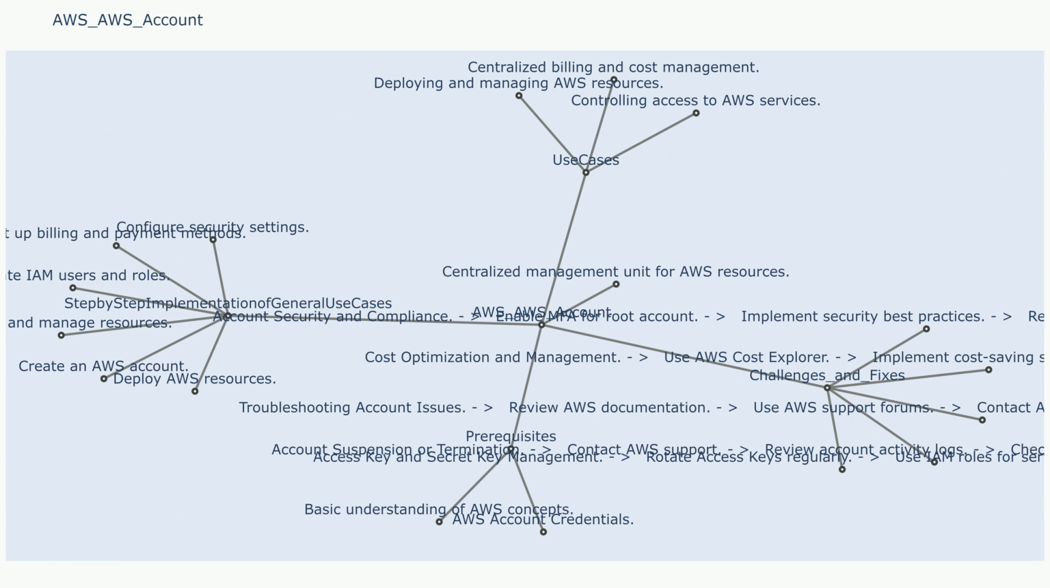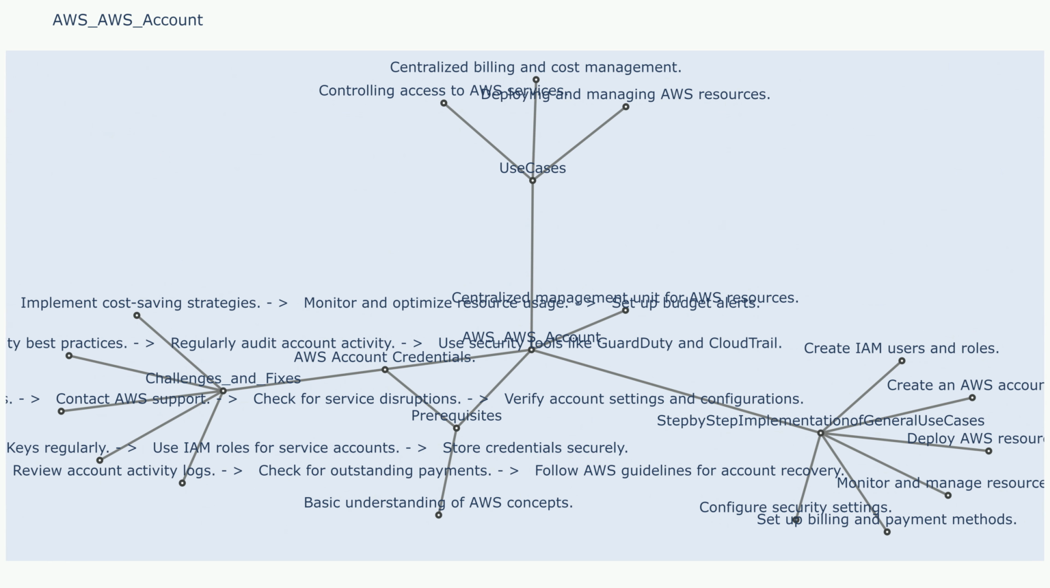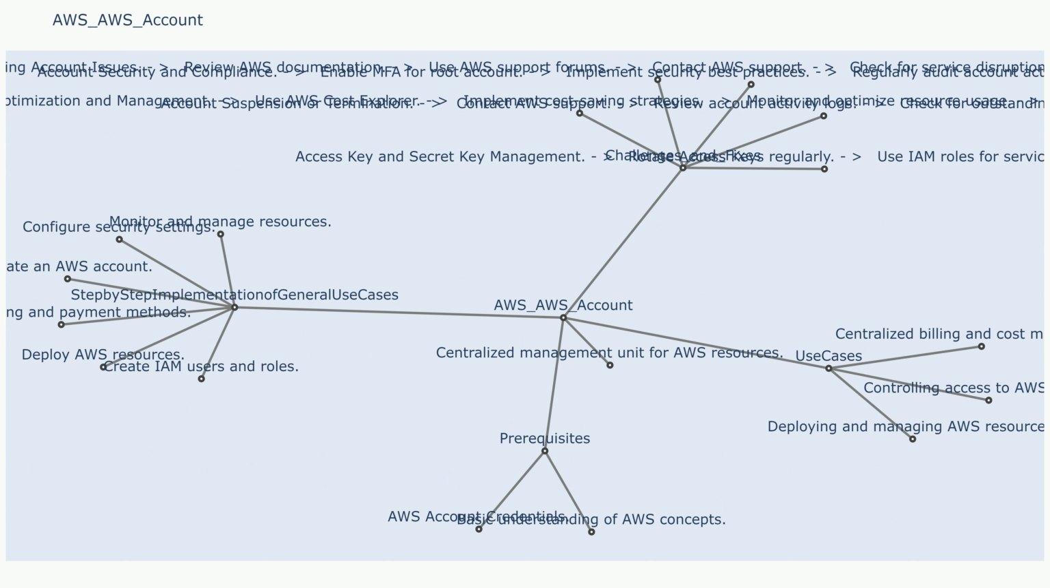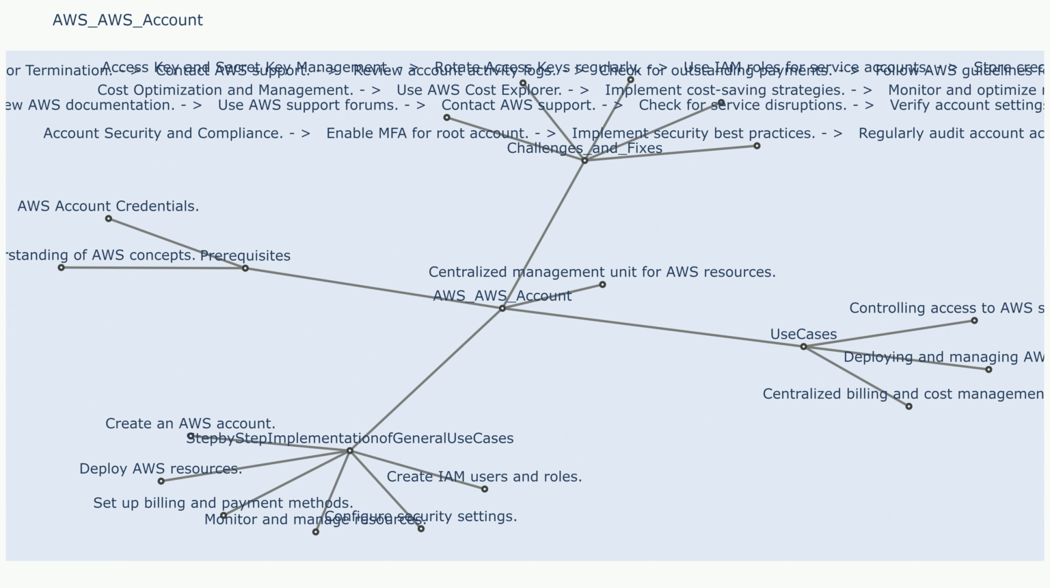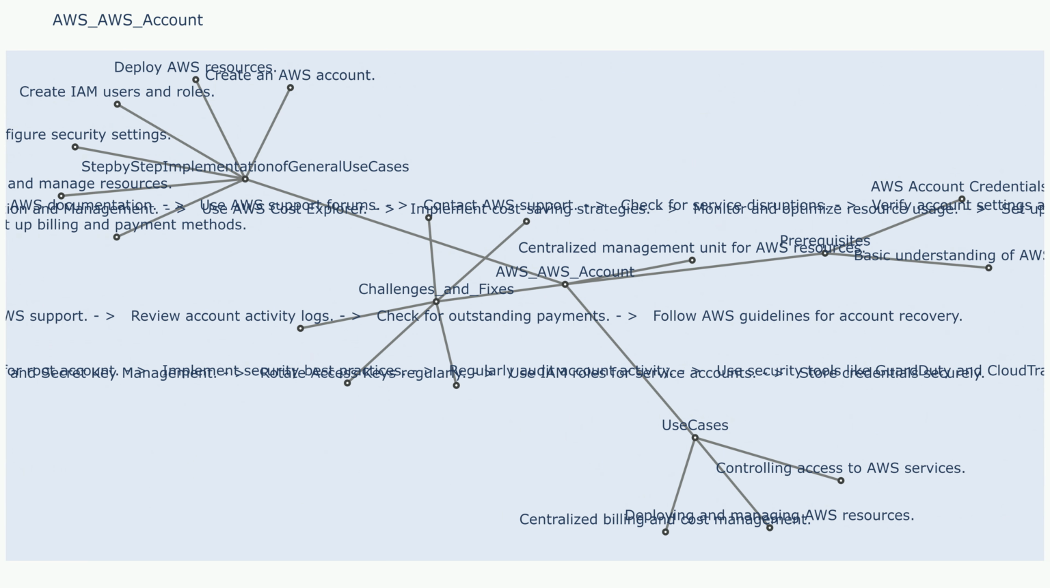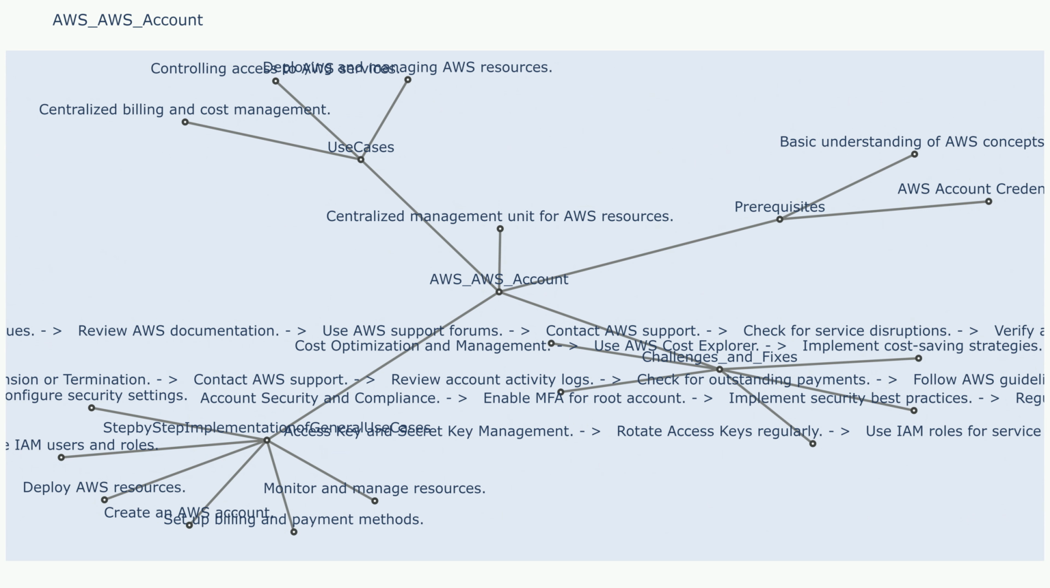Use cases: deploying and managing AWS resources. Create, manage, and configure various AWS services like EC2 instances, S3 buckets, Lambda functions, and more within the context of your AWS account. Centralized billing and cost management. Track and manage AWS expenses, set up budgets, and analyze spending patterns across your account.